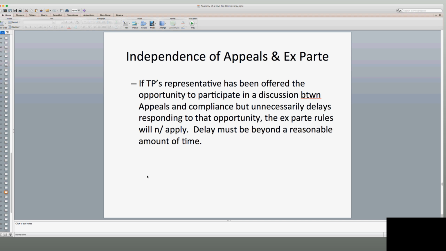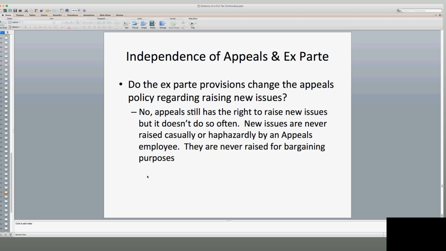If the taxpayer's representative has been offered the opportunity to participate in a discussion between appeals and compliance, but unnecessarily delays responding to that opportunity, the ex parte rules won't apply. Delay must be beyond a reasonable amount of time. What is a reasonable amount of time? Well, we need to turn to case law and see how that is defined.